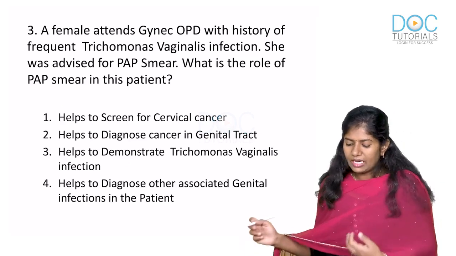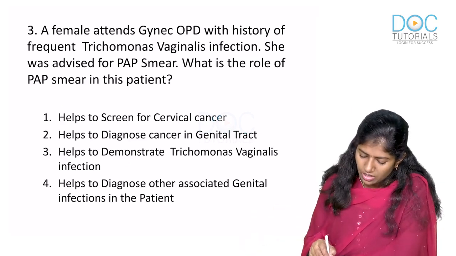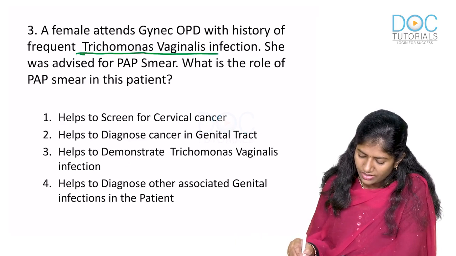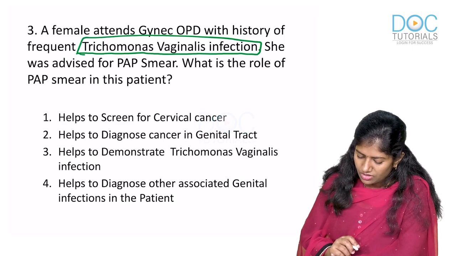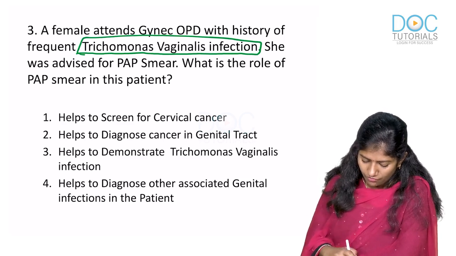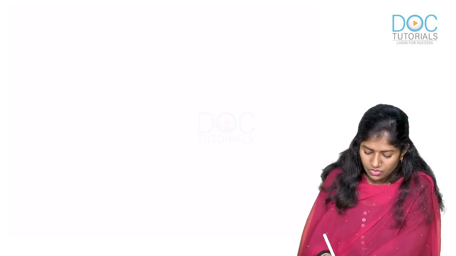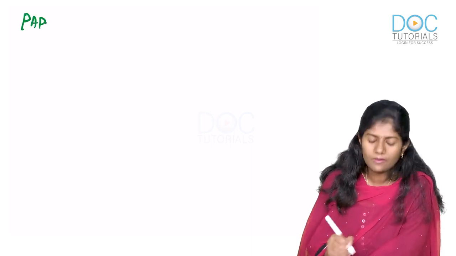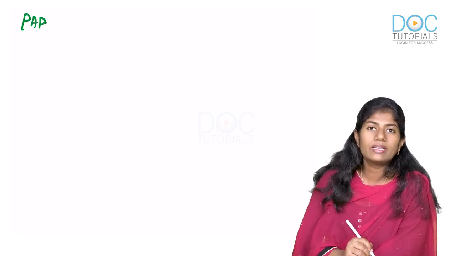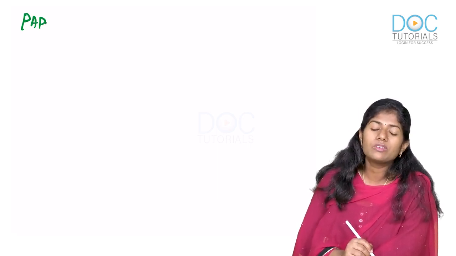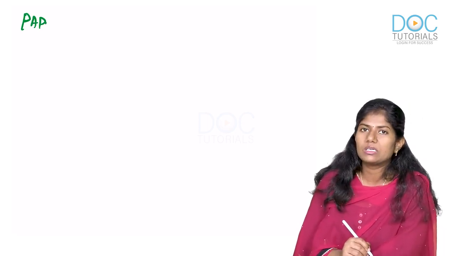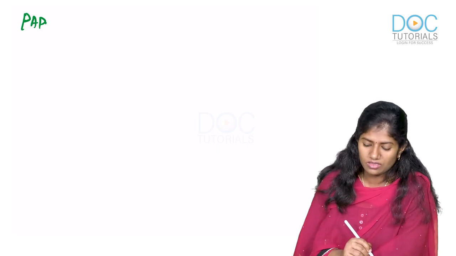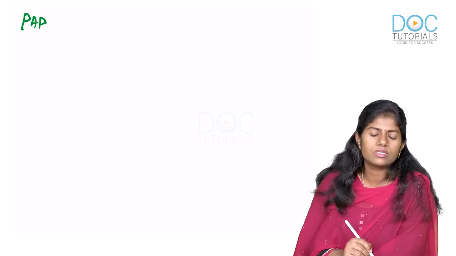A female attends gynec OPD with history of frequent Trichomonas vaginalis infection. She was advised for Pap smear. What's the role of Pap smear in this patient? See, Pap smear is not only used to screen for cancer cervix. Pap smear can also diagnose certain other infections apart from cancer cervix. So what all can it diagnose?